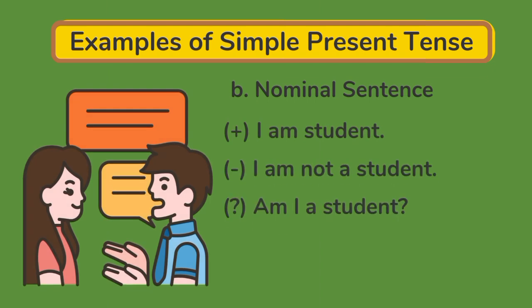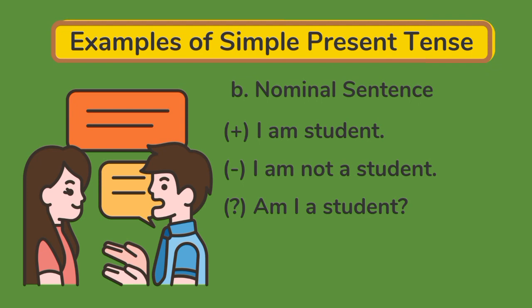The next is the example of simple present tense in the nominal sentence. In the positive form, the example is: I am a student. I as a subject, am as a to be, student as a complement.